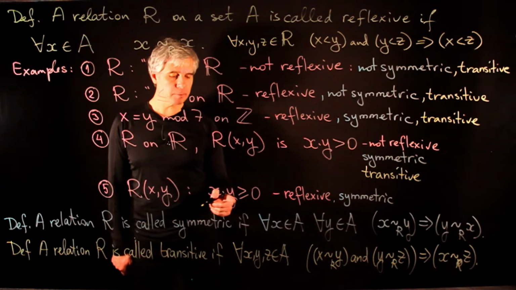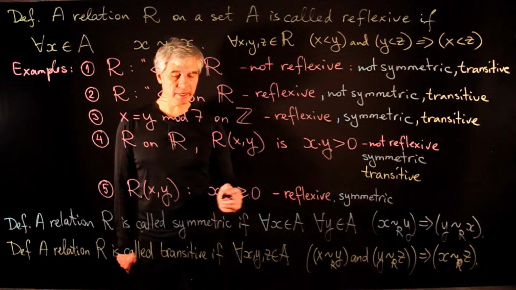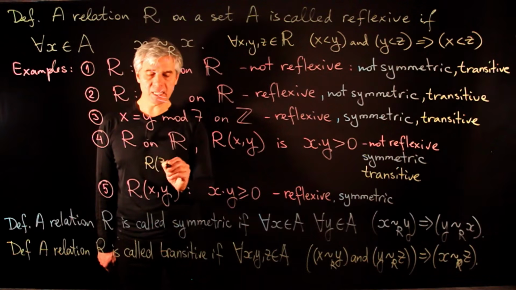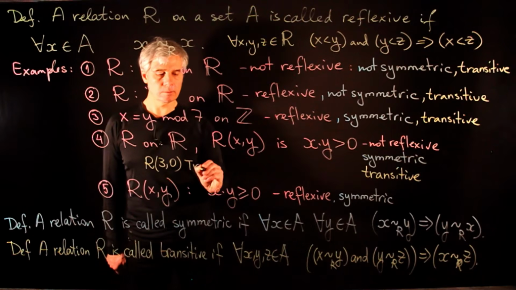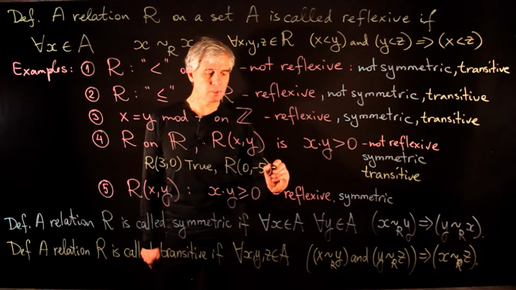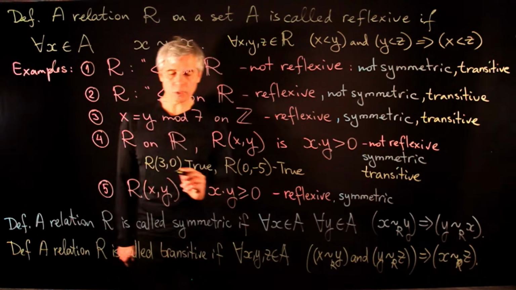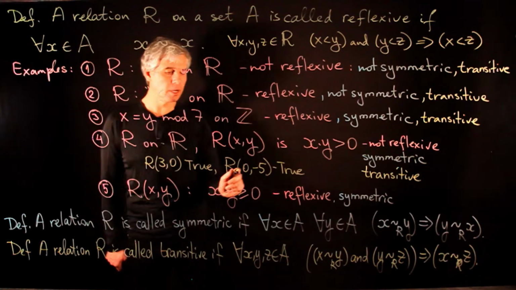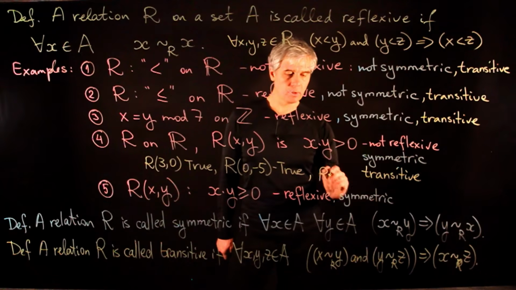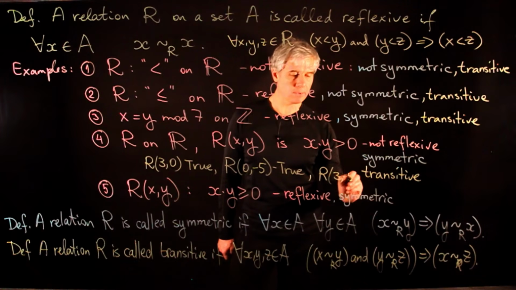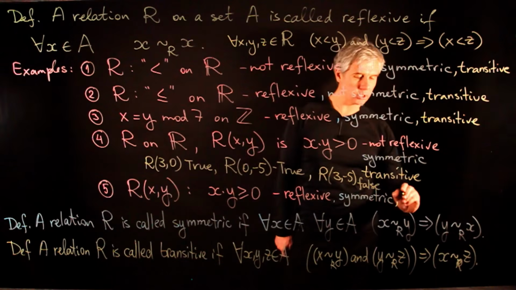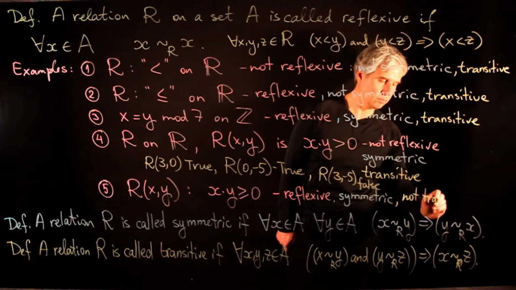The relation x times y is greater or equal to 0 is not transitive. So here we have the following example. We have r of 3, 0. This is true. Then r of 0, negative 5 is also true. So these products, 3 times 0 is greater or equal to 0, and 0 times negative 5 is greater or equal to 0. But r of 3, negative 5 is false. So this tells us that this relation is not transitive.